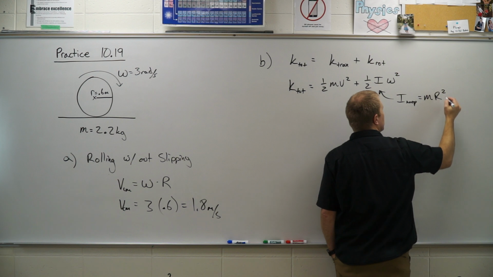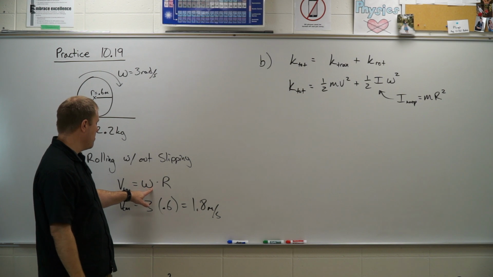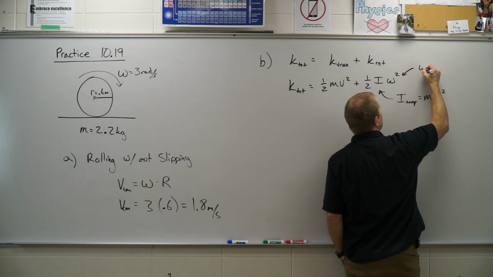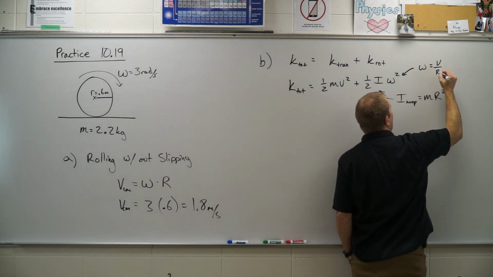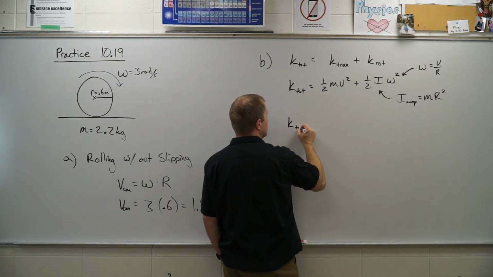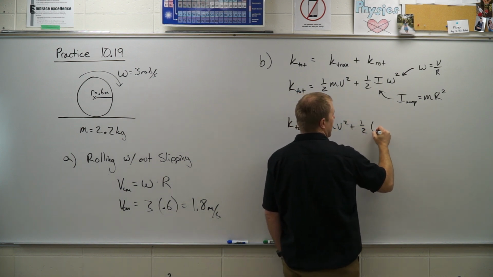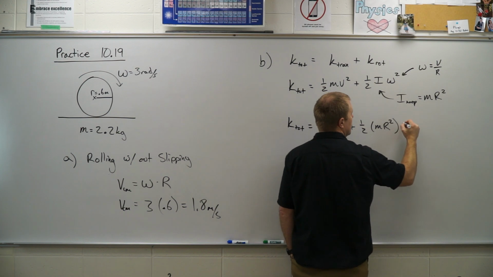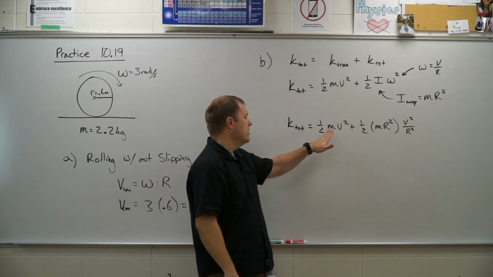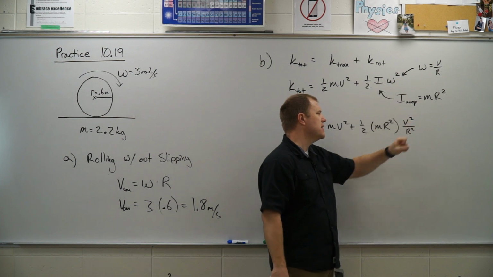Now they did tell me it was a hoop, so the moment of inertia for a hoop is mr squared. I'm also going to go ahead and relate the speed and the omega. So I'm going to divide the r over here, and so I can say that omega is equal to v over r. And so omega squared would be v squared over r squared. So my total kinetic energy is going to be 1/2 mv squared plus 1/2 times mr squared times v squared over r squared. And when I made this substitution, this v is that linear speed, that VCM we were talking about. So these two v's are the same.